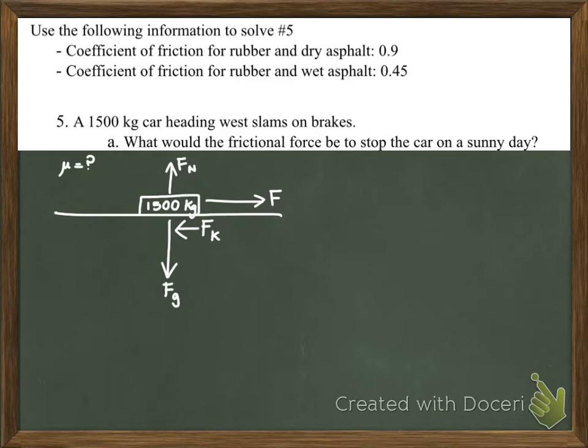So we're going to use one of these two for problem 5a, and then we're going to use another one for 5b. Okay, so problem 5 says a 1500 kilogram car heading west slams on brakes, and then what would the frictional force be to stop a car on a sunny day? Right, so it's a sunny day. So which of the top two are we going to use? It's going to be dry asphalt, the top one. So we're going to be using 0.9, right?